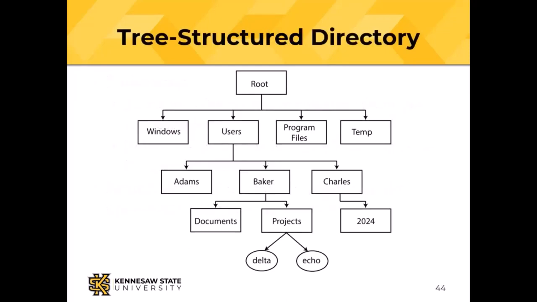So here's a picture of the tree structured directory. There is a root which actually would, in this case, contain the structures, Windows, users, program files, and temp. Users has subdirectories, Adams, Baker, and Charles. Baker has two more subdirectories and then files Delta and Echo in there. Charles has a subdirectory but no files. Adams doesn't have any files either. They haven't done any work.